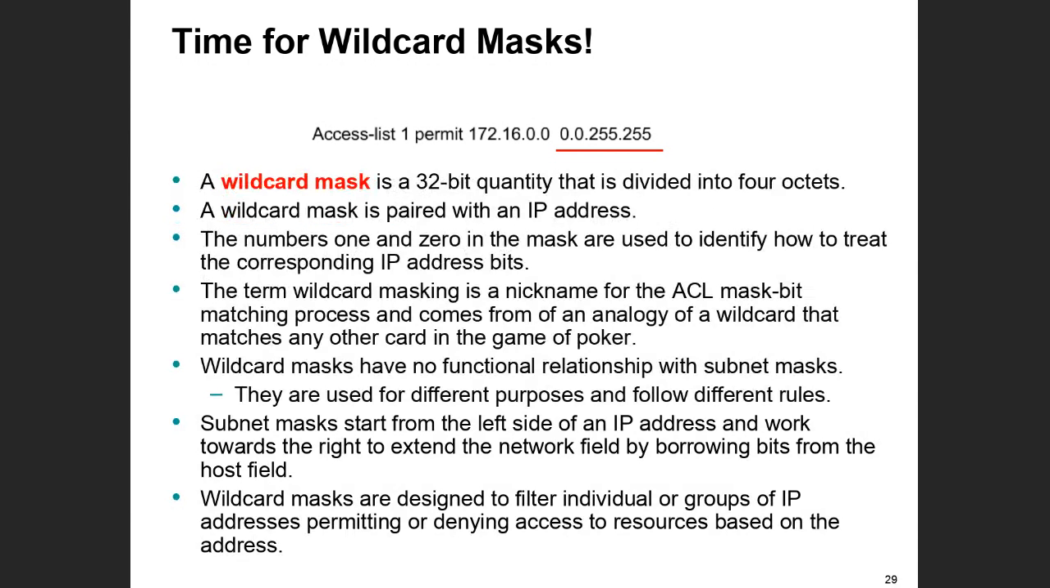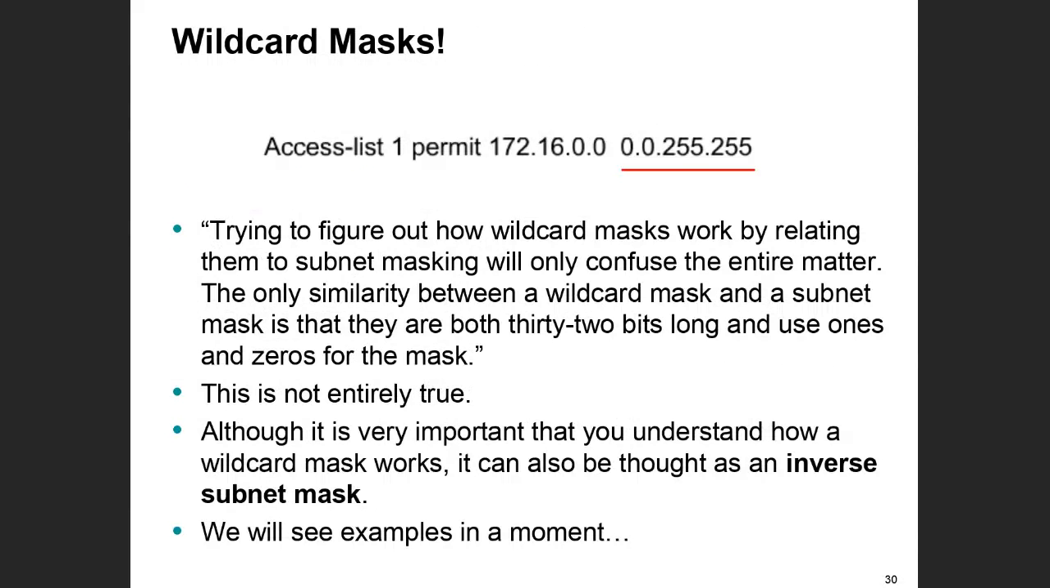So a wildcard mask is a 32-bit quantity divided into 4 octets, just like an IP address or subnet mask. It's paired with an IP address, like a subnet mask would be. The numbers 1 and 0 are used to identify how to treat the bits. They're normally mirror images, where there were 1s in the subnet mask, there are 0s in the wildcard mask, and vice versa. Normally a subnet mask tells the router what part of this network is the network address, what part is the host address. Wildcard masks are used in an access control list to tell which bits to check and which bits we should safely ignore.